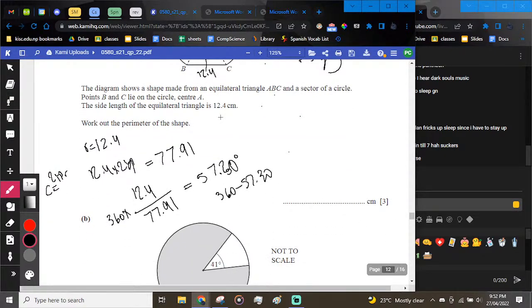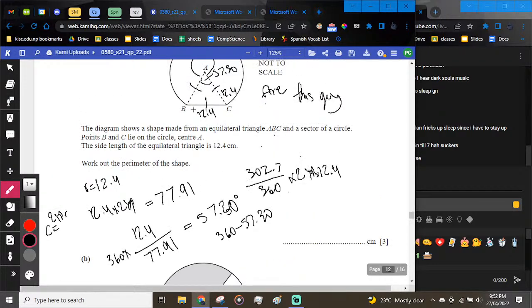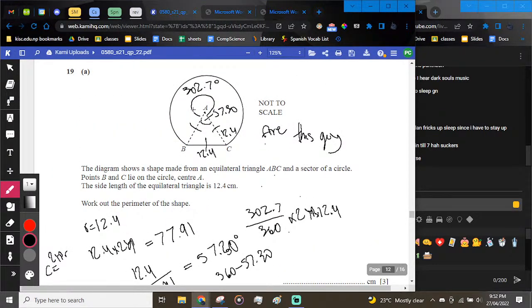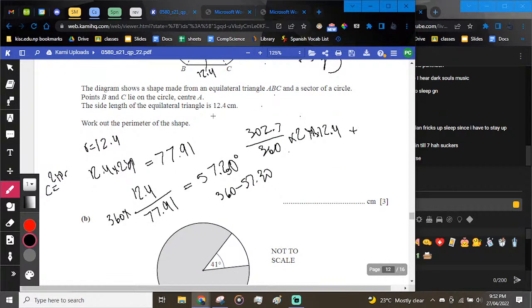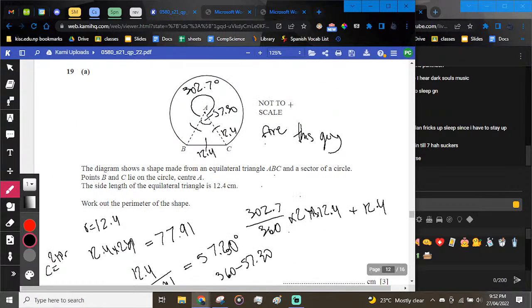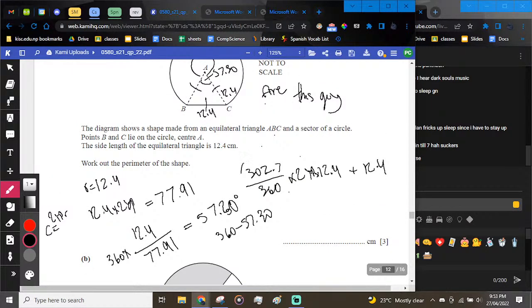Given that, 302.7 over 360 times 2 pi r, and r is 12.4, remember, is the length of the curved side, and then we add on 12.4 at the bottom, the triangle bit. Just put that in brackets so it's clear. You can punch that into a calculator. That'll take a while. Times 2 pi times 12.4 plus 12.4.